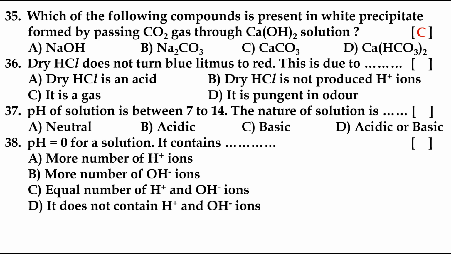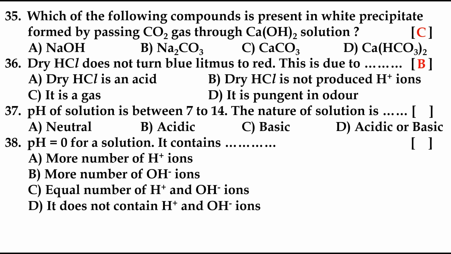36. Dry HCl does not turn blue litmus to red. This is due to dash. A. Dry HCl is an acid. B. Dry HCl does not produce H plus ions. C. It is a gas. D. It is a pungent odor. Answer is option B. Dry HCl does not produce H plus ions.